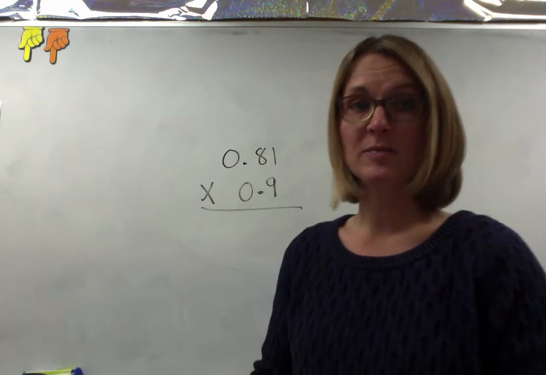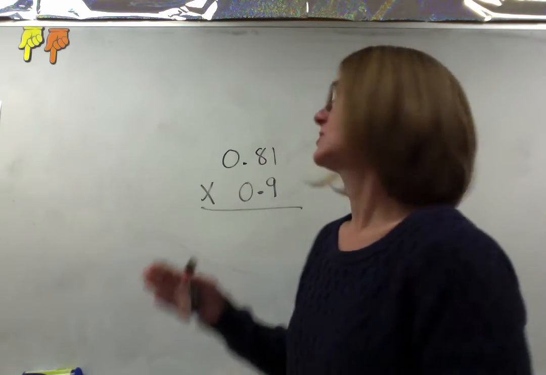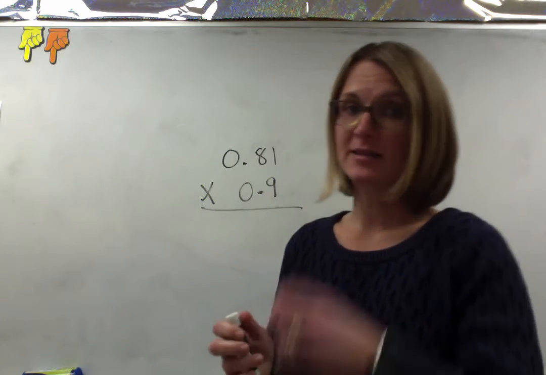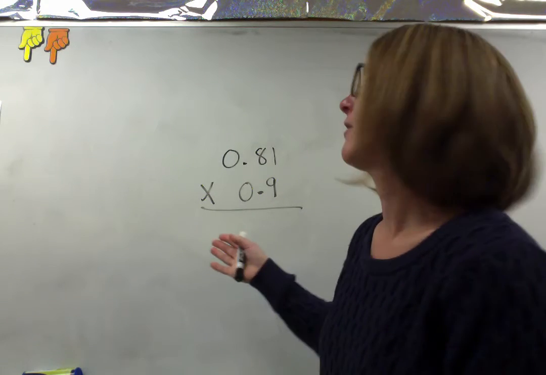Today we're going to look at multiplying decimals by decimals. So one number with a decimal in it by another number with a decimal in it. We used models the other day. Today we're going to use the standard algorithm.